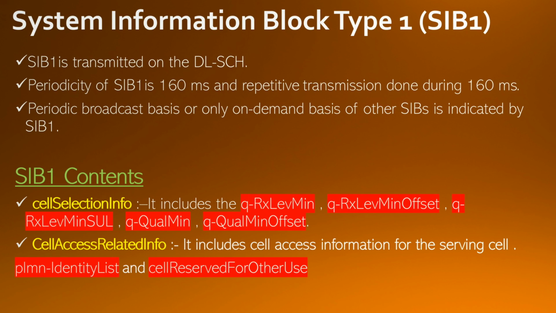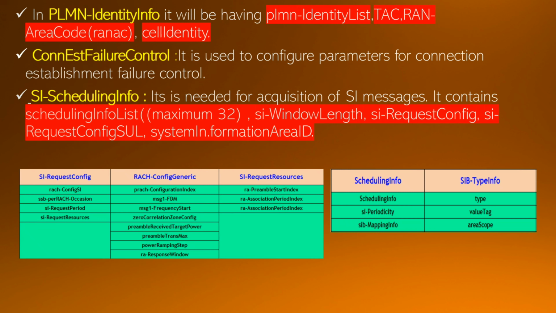Now the next content is cell access related info. This includes the information for the serving cell, like the PLMN identity list and the cell reserved for other use. The PLMN identity list is from 1 to 12. The cell reserved info is enumerated, and that value is true. So let's see what exactly it is.